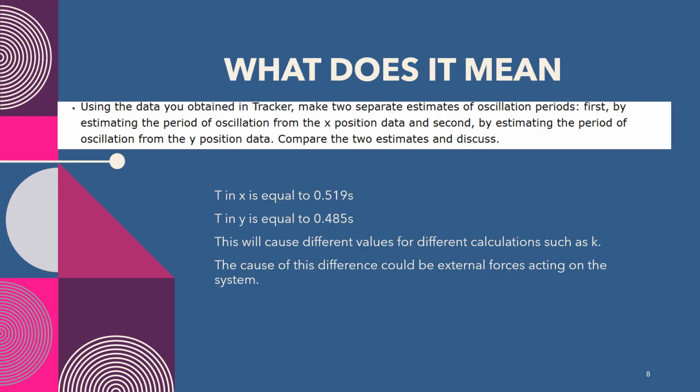Using the data you obtain in Tracker, make 2 separate estimates of oscillation periods. So we have the X position and then the Y position data. So the T in the X is equal to 0.519 seconds, and then the T in the Y is equal to 0.485 seconds. And so we have different values. So obviously we're going to have different values for different calculations, like K and such. But there's also some reasons why these periods are different.